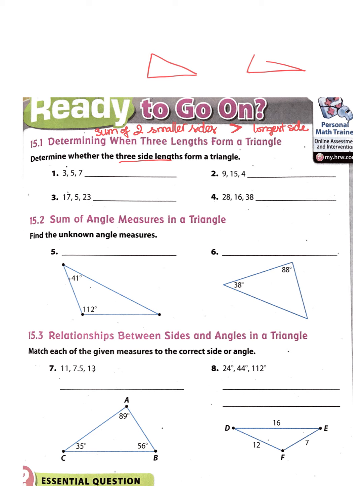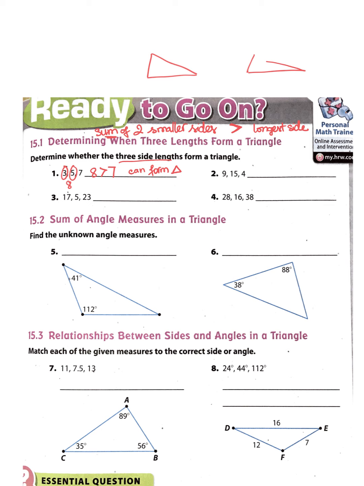Number one is 3, 5, and 7. So the smaller sides will be 3 and 5, right? But I'm looking for the sum. So the sum of 3 and 5 will be 8. Is 8 greater than 7? Yes, right? So you can form a triangle using sides 3, 5, and 7.